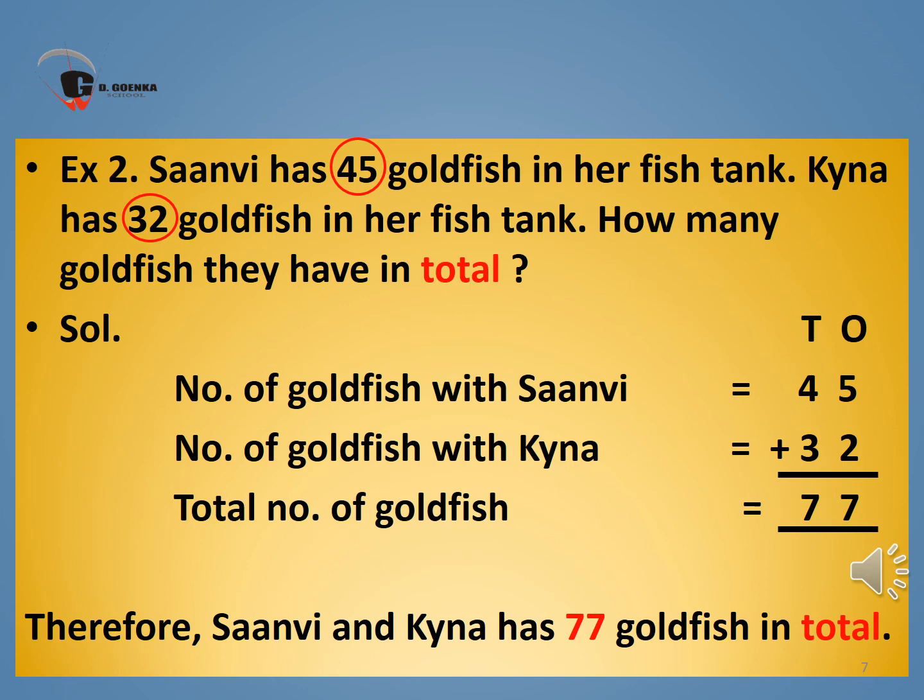So now we'll begin our solution and align our sum and statements accordingly. So number of goldfish with Sanvi is 45 and number of goldfish with Kaina is 32. Let's align it under ones and tens. Now because our keyword is total, we'll have to add the sum. So first we'll solve the ones value, which is 5 plus 2, that is 7, and now the tens value, that is 4 tens and 3 tens, which is equal to 7 tens. So total number of goldfish is 77. Therefore, Sanvi and Kaina have 77 goldfish in total.